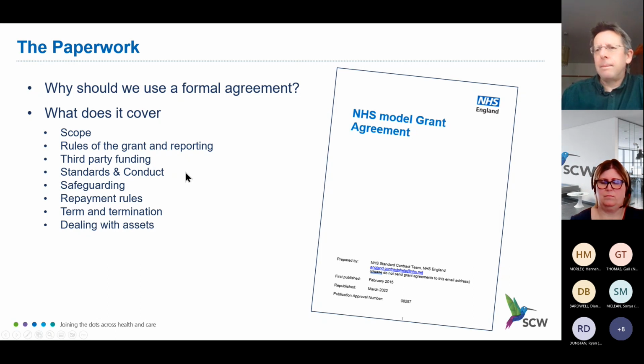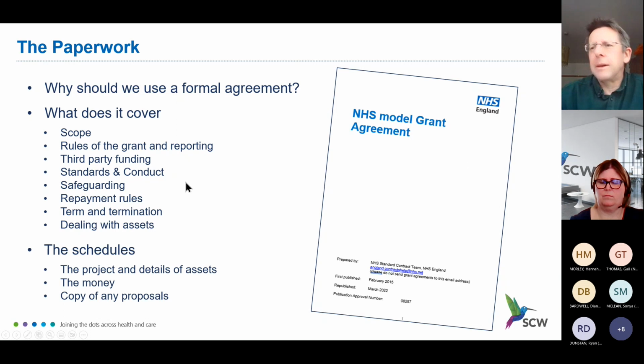Within the model agreement, it's got various schedules, but it's really simple. It firstly describes what you're looking to do and the details of any assets. There's a schedule on the money, how much, how often, and whether you're going to pay for it in a one-off fee or whether you're going to do regular scheduled payments. And if they've provided any proposals as to what they were looking to do, you write those proposals into the agreement. And again, that then ensures that the promises that are made at the beginning are understood and committed to all the way through this agreement.